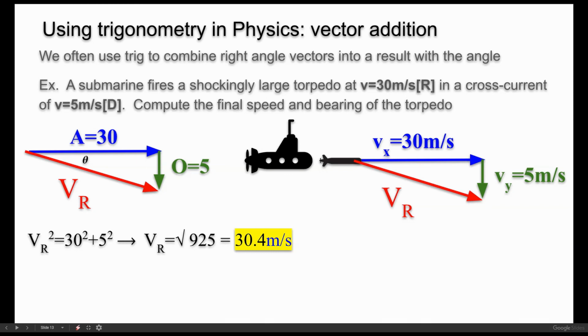And that seems to be reasonable from the sketch. VR simply means the resulting speed. How do we get the angle? Well, to do the angle, we need to do opposite over adjacent.